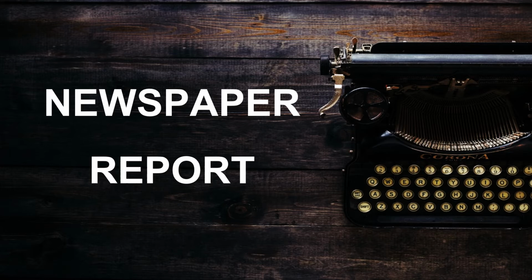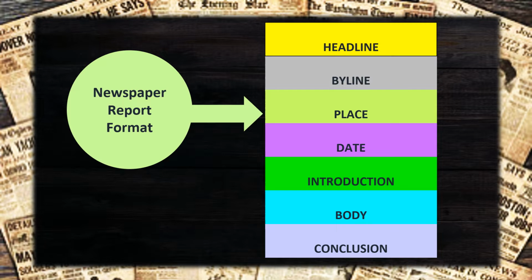Today, we're going to see how to write a newspaper report. A newspaper report has a specific format. It includes 7 components. You begin with a headline and you end up with a conclusion. So, when you start writing a newspaper report, you should keep these 7 components in mind.